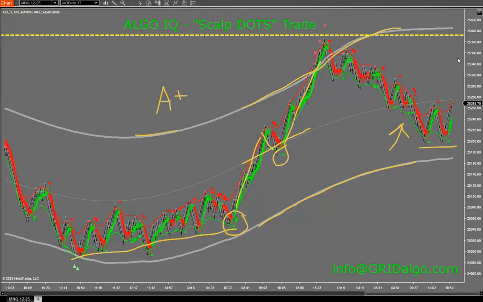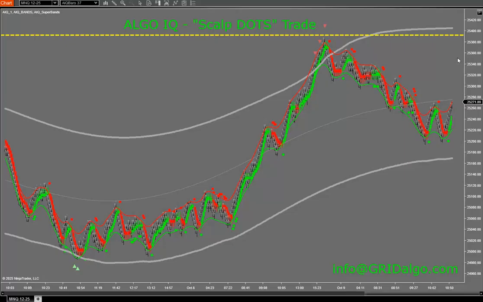So the super bands to me are an A+ indicator. They do an excellent job of showing me where the dynamic ranges of the market are and what the overall direction of the market is.